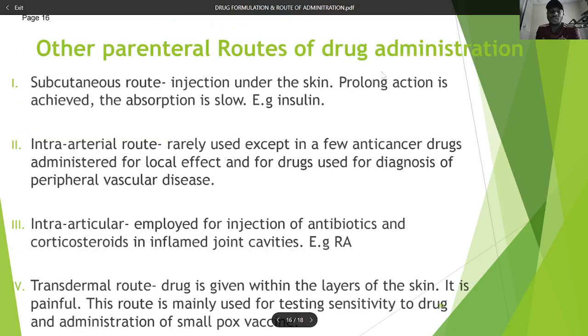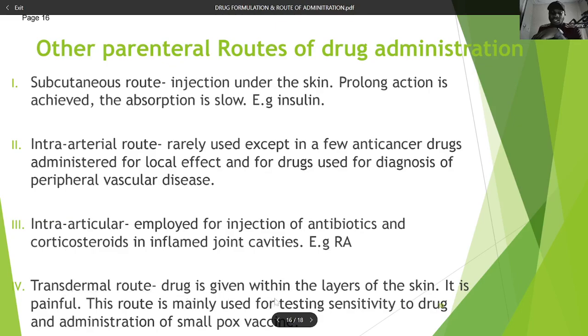Other parenteral routes of drug administration include the subcutaneous route, where injection is given just under the skin. Prolonged action is achieved because the absorption is slow. An example of a drug that is administered subcutaneously is insulin. Now, the intraarterial route is rarely used except for a few anti-cancer drugs administered for local effect and for drugs used for the diagnosis of peripheral vascular disease. Intra-articular is employed for injection of antibiotics and corticosteroids into an inflamed joint cavity. An example of such a condition is rheumatoid arthritis.